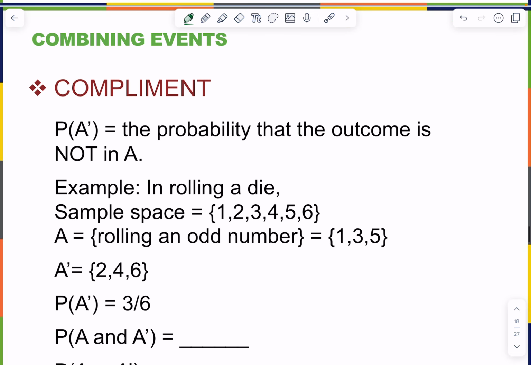Okay, complement. A complement, written A prime or A complement or A apostrophe, is the event that the outcome is not in A. So this is the opposite. In my same example, rolling the die, event A is rolling an odd number. The complement of A is rolling an even number. So it's 2, 4, 6. The probability of A is going to be 3 over 6.